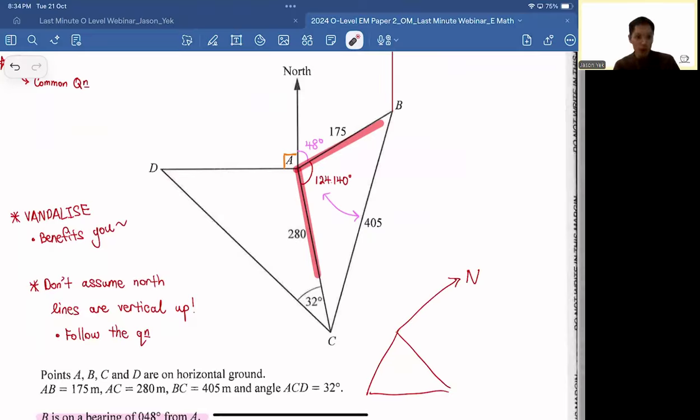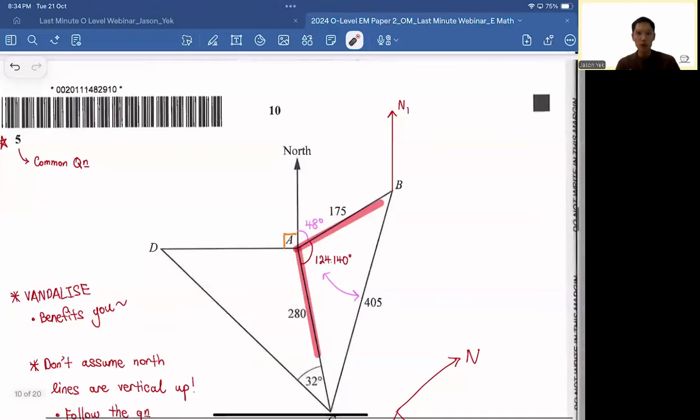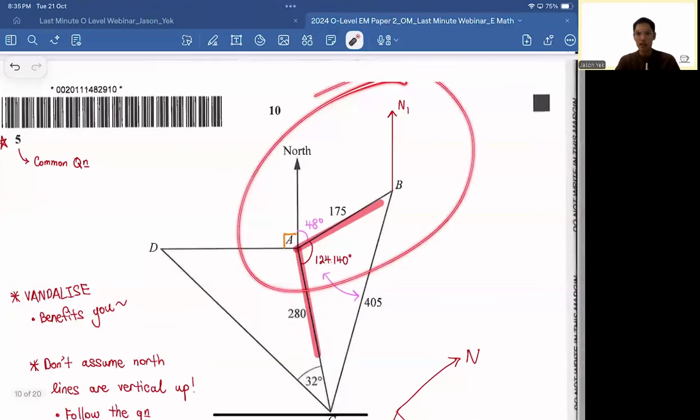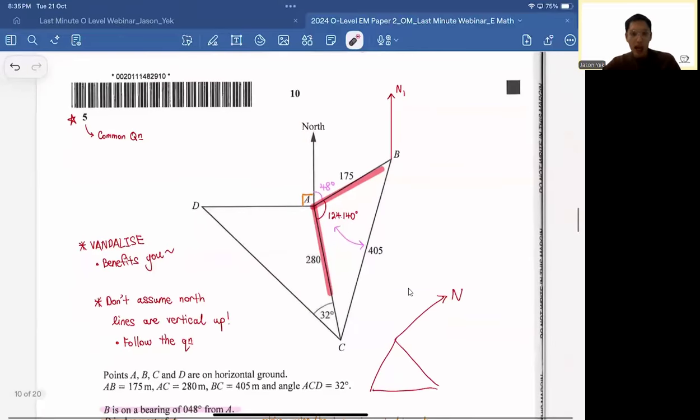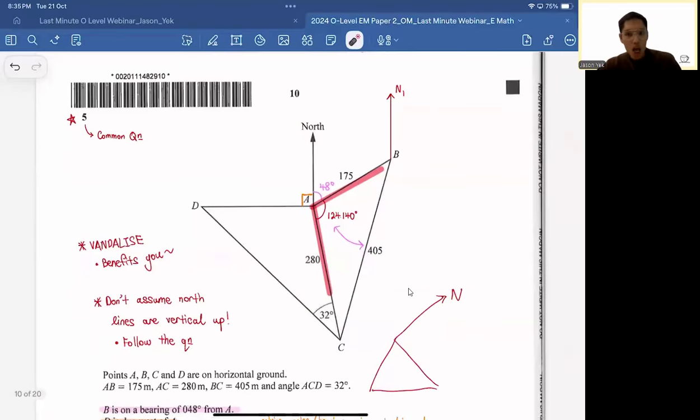So you will follow the question, how your north lines are drawn. If your north line is drawn at a 45-degree angle, you follow the north line drawn in the question. If your north line is pointed this way, you follow it this way. Something to take note, okay? So remember, if you see a question, you note how the north lines are drawn first. No, it will not be deducted because you have indicated it in the diagram already, Joyce. So that way, you will not be marked down. So not to worry.